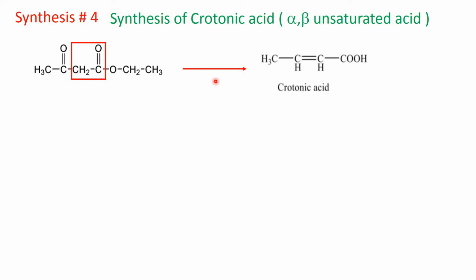CH double bond COOH. CH COOH and double bonded CH. So this part we can get it from here. CH C double bond. This will become, we know that, COOH. Okay. Now we have to add this part with double bond. Now the reagent is acetaldehyde and for acid hydrolysis, concentrated alkali.